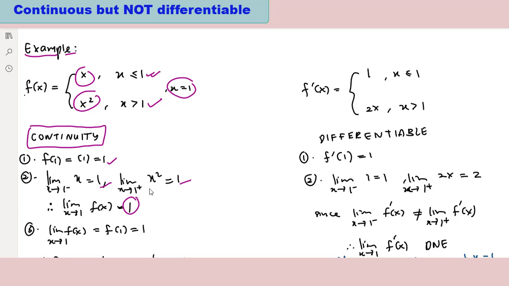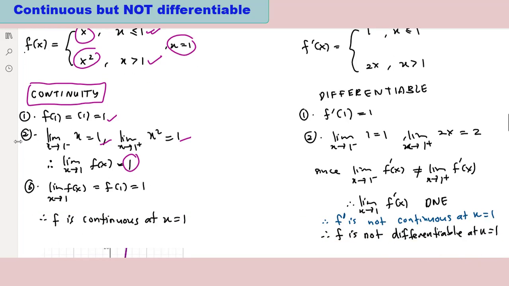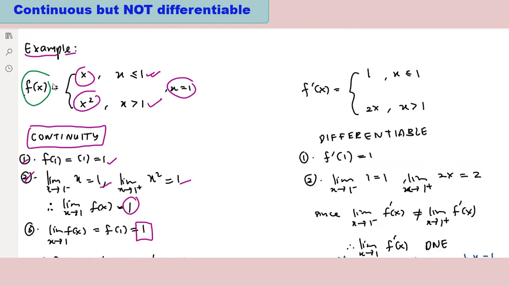And the third step: step 2 equals step 1. The limit of f(x) as x approaches 1 is equal to f(1), which is 1. Therefore, f is continuous at x equals 1. That is the conclusion for continuity.